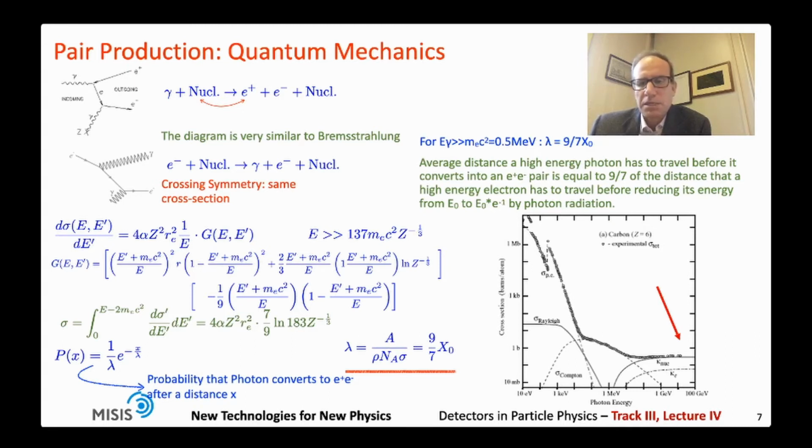So this is clear, it must be of the same order of magnitude, because it is still an electromagnetic process, and even the Feynman diagram of the process is very much the same as for the electron Bremsstrahlung, but it can be slightly different due to the fact that you start with the photon, and then you end up with 9/7 of X0.